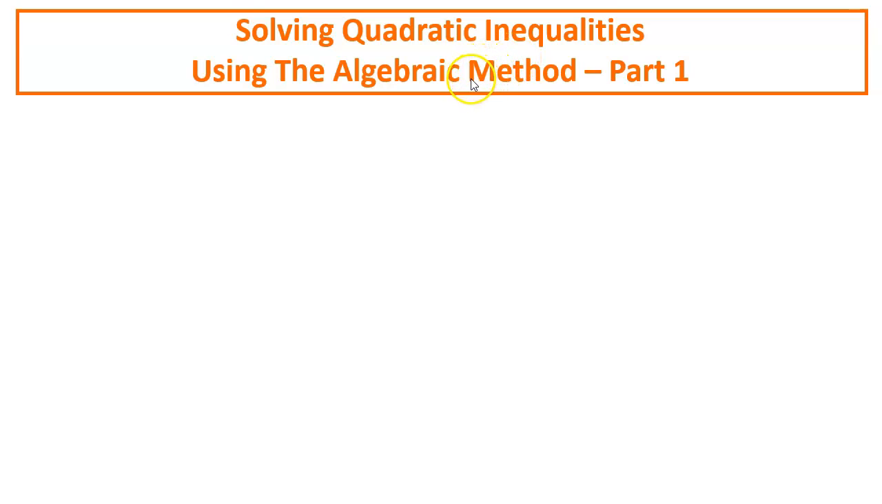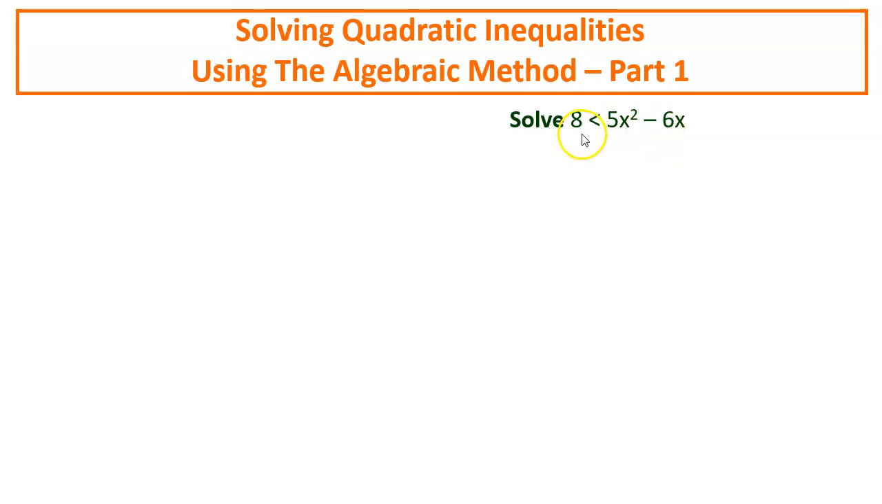I will be giving you the rules and I'll be explaining how to execute the rules by taking up a particular example. So first of all, let us take up that question. The question is: solve 8 less than 5x square minus 6x. Now this is a quadratic inequality because the highest power of x is 2.